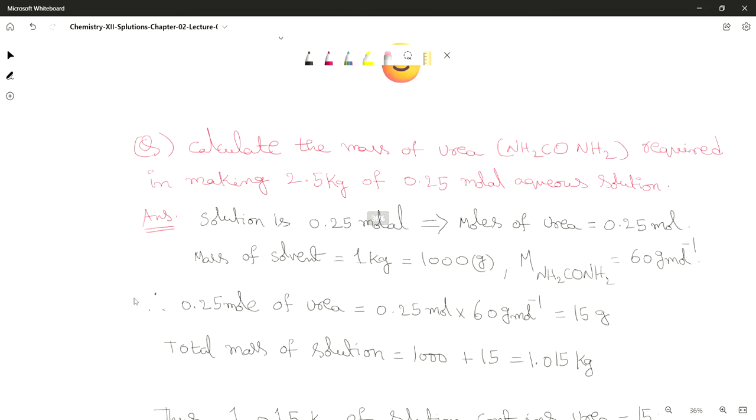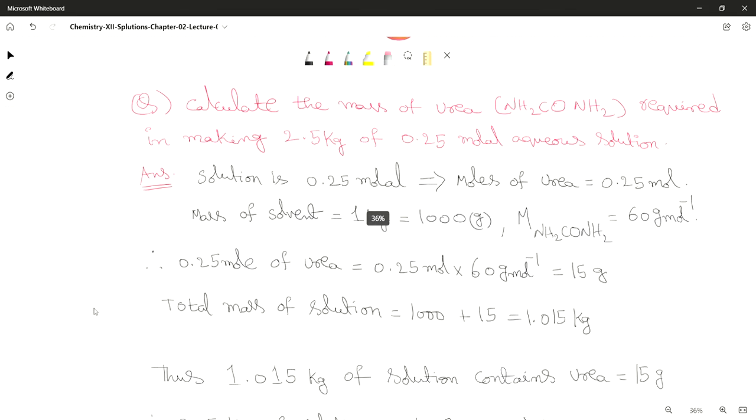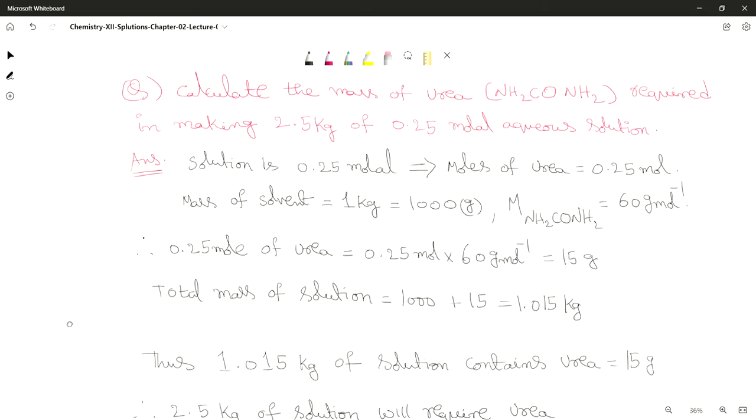Calculate the mass of urea, NH2CONH2, that's the formula of urea, required in making 2.5 kg of 0.25 molal aqueous solution. So molality is the number of moles per kg of solvent. That's the idea. So the solution is 0.25 molal and moles of urea is 0.25 mole. So per kg of solvent, mass of the solvent is 1 kg. So that is 1000 grams. That is the solvent, and molar mass of NH2CONH2 works out to be 60 gram per mole.